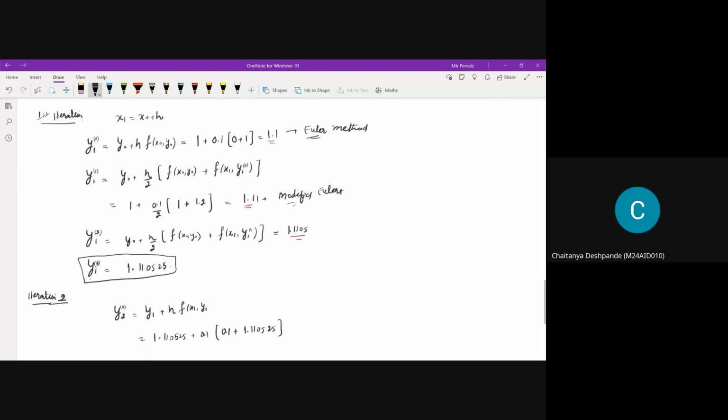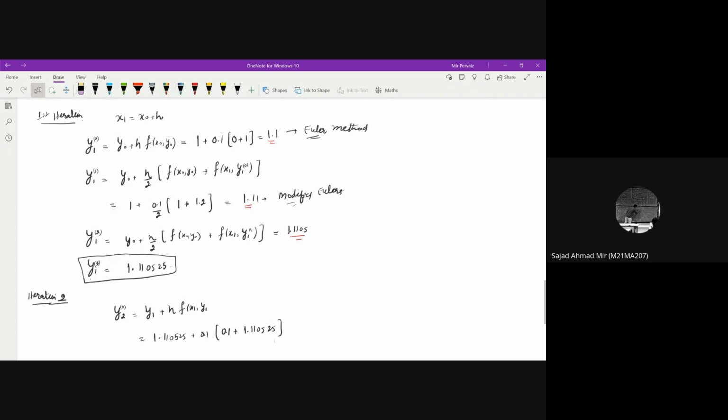Yes? How many approximations do we need to do? Is there a rule? Can you repeat your question? How many approximations do we need to do? Is there a rule that is maybe generally followed?